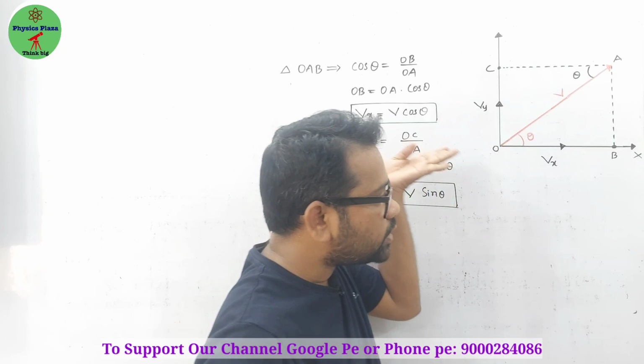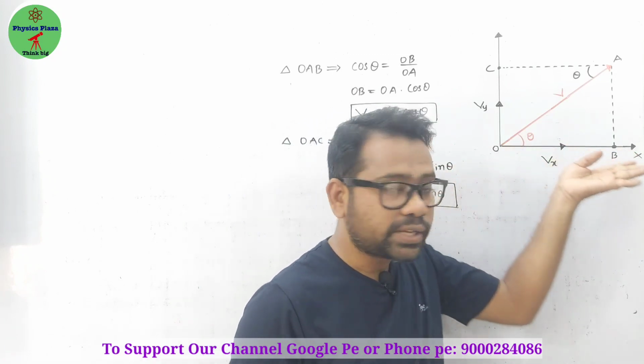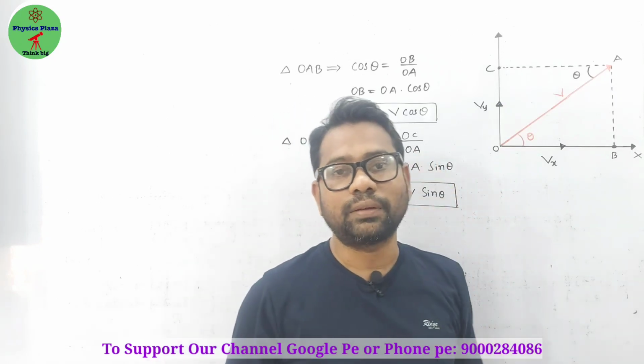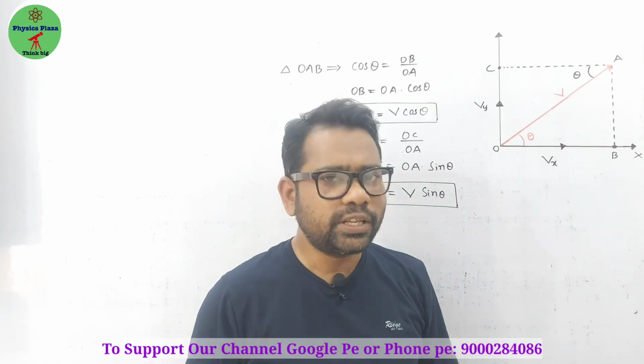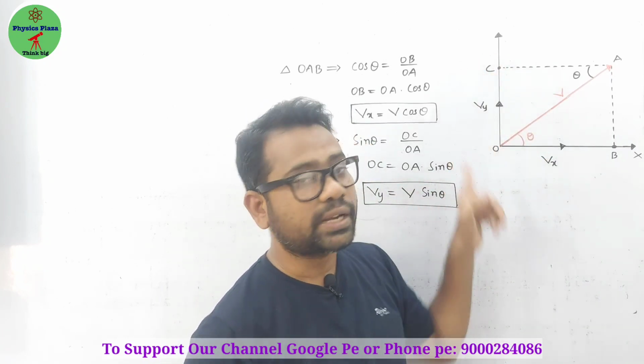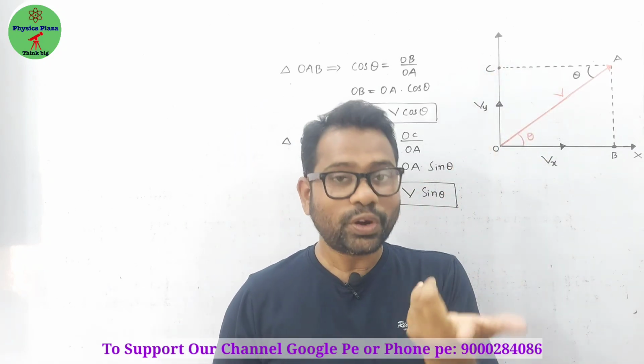And here some students will learn by heart. They will always think that for the horizontal component, along the x-axis, cos theta will come, and along the y-axis sin theta will come. Children, that is actually wrong. Don't learn by heart like that. It is not like along x-axis cos theta, along y-axis sin theta. No, it is wrong. So you are getting why it is wrong, right?